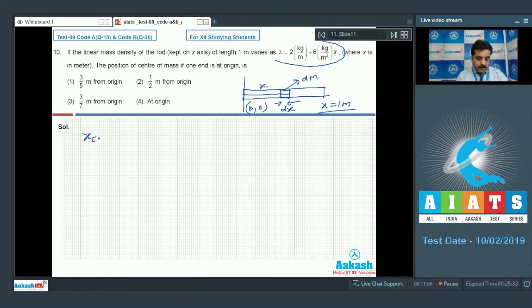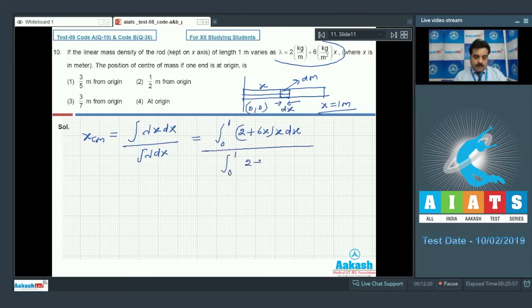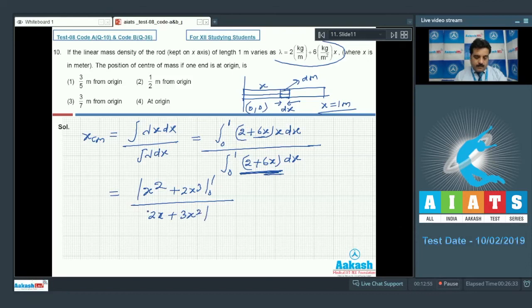And you know the formula for center of mass: integral of lambda x dx divided by integral of lambda dx, where lambda is the linear mass density. Now I am going to place the values: 0 up to 1, 2 plus 6x into x dx, divided by 0 up to 1, 2 plus 6x dx. When you multiply it with x, you will get 2x plus 6x square. After multiplying by x and integrating, you will get x square, since the 2 and the divide by 2 cancel, plus 2x cube, limits remain the same, 0 up to 1. Similarly from here, 2x plus 3x square, 0 up to 1.